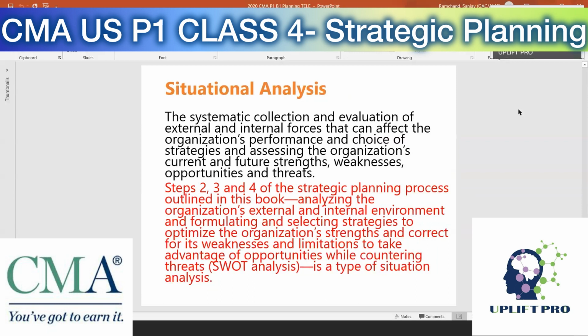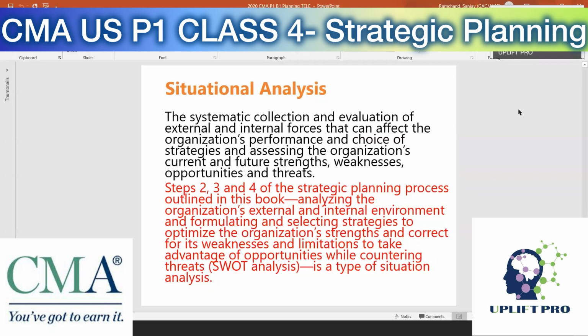So the steps in strategic planning, which are analyzing the external environment, analyzing the internal environment, and formulating and selecting strategies, that is steps 2, 3, and 4 of strategic planning, is nothing but SWOT analysis, and that SWOT analysis is what situation analysis is. So what do you mean by situation analysis? In the current moment, what is your strength? What is your weakness? What are the opportunities? And what are the threats you face?